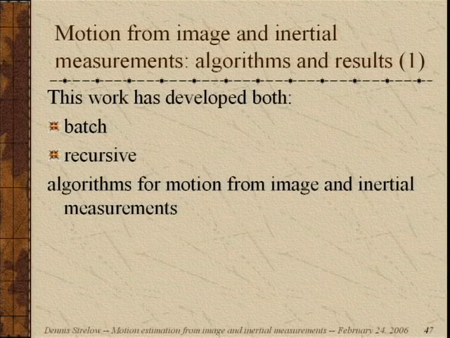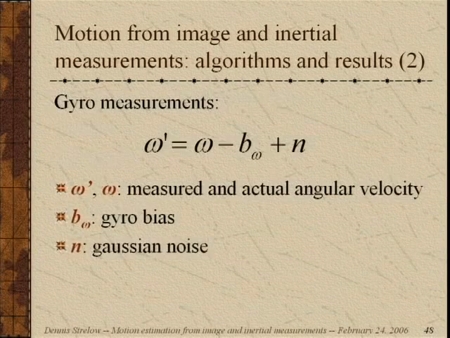Okay, so my work on image and inertial measurements has developed batch and recursive algorithms for doing this. And I'll give you a little feel for both of those. First, let me talk about my simple model of the inertial sensors. So with the gyros, they're relatively simple. We'll assume that the angular velocity that we see is the actual angular velocity, modified by some slowly changing bias and some kind of per measurement independent Gaussian noise.